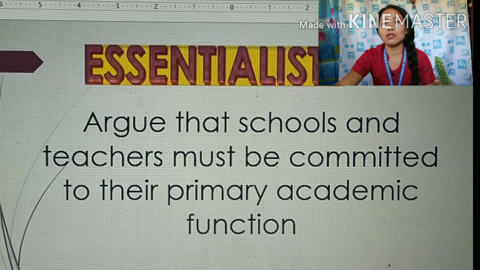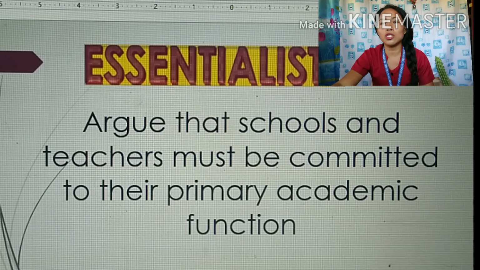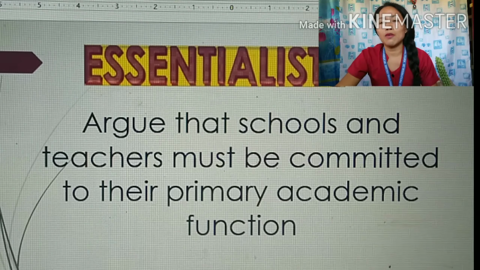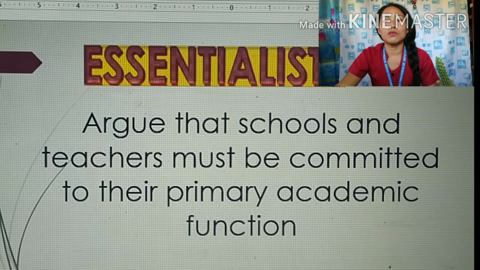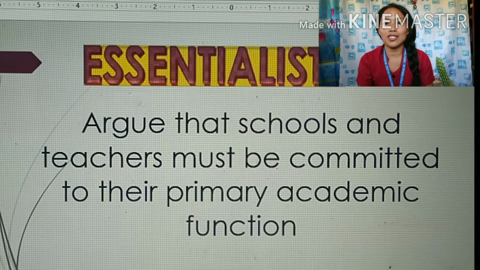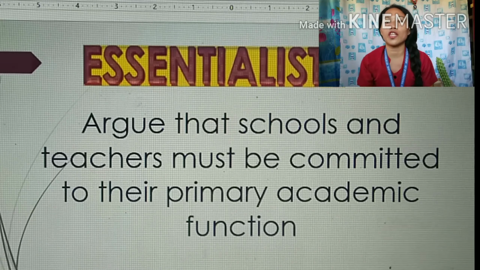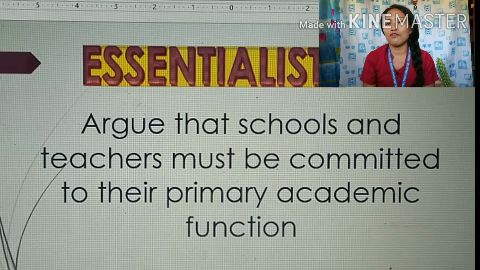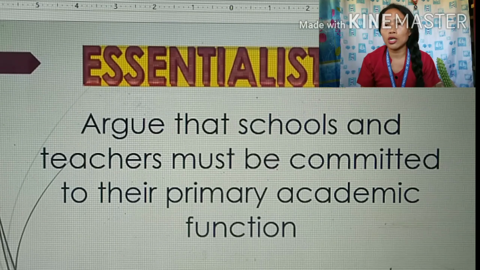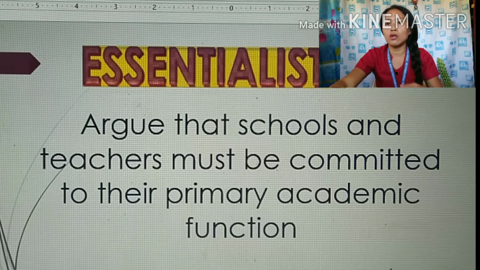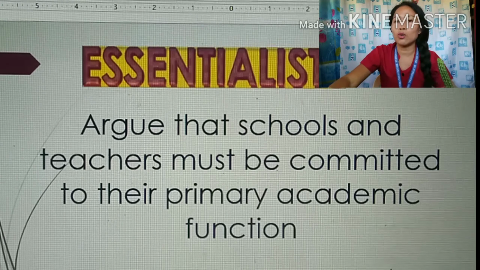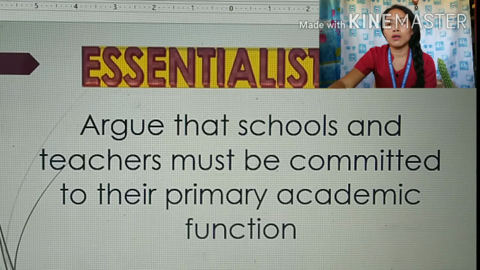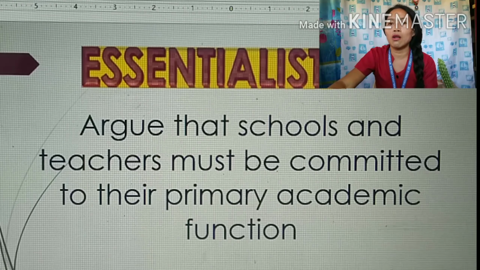So essentialists argue that schools and teachers must be committed to their primary academic function, to teach students with knowledge and skills that will prepare them to function effectively in a democratic society. So that's the very primary academic function. As teachers, we must mold and nurture our students and help them discover their hidden potential.